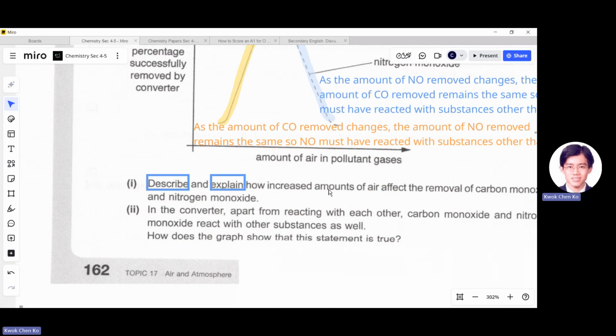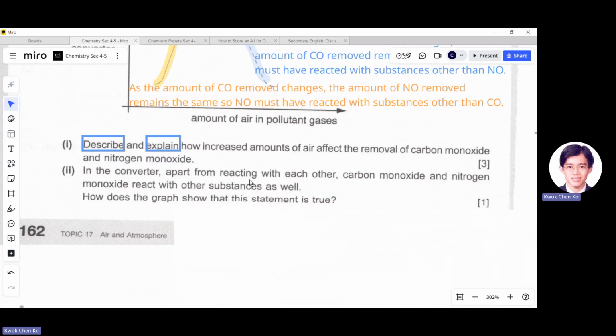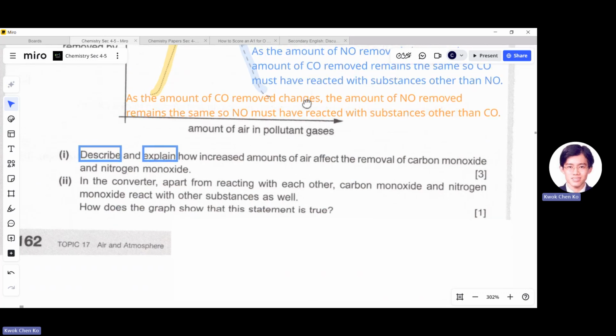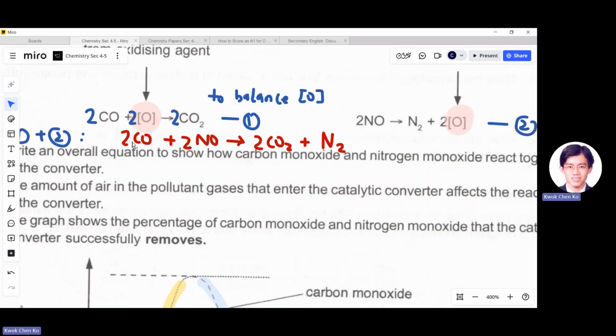Now look at part 2. Apart from reacting with each other, CO and NO react with other substances as well. Hopefully, most of you can get this. Now, I think as earlier shown by this overall reaction, CO and NO react with each other. Okay, this was the equation given earlier, or you should have written this earlier.